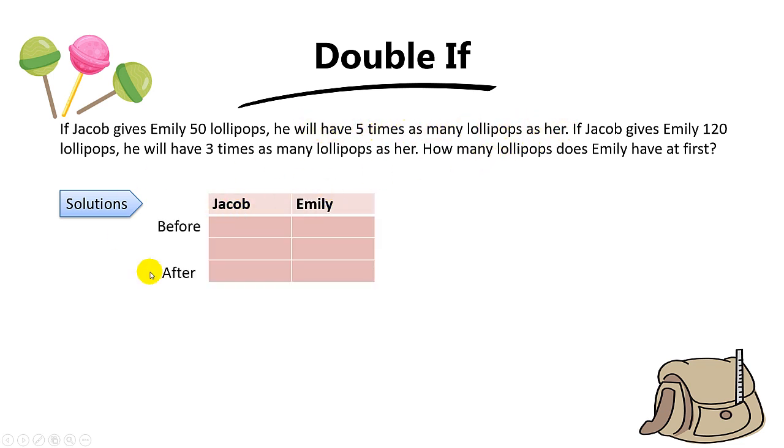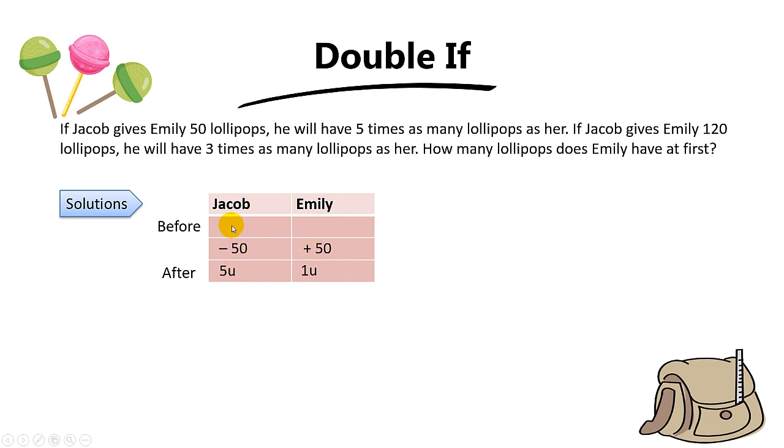In other words, let's draw a table for Emily and Jacob. And in the end, Jacob has 5 times as many lollipops as Emily. So Jacob will be 5 units, while Emily will be 1 unit. Do take note, these 5 units is after Jacob gives 50 lollipops to Emily. So here will be minus 50, here is plus 50.